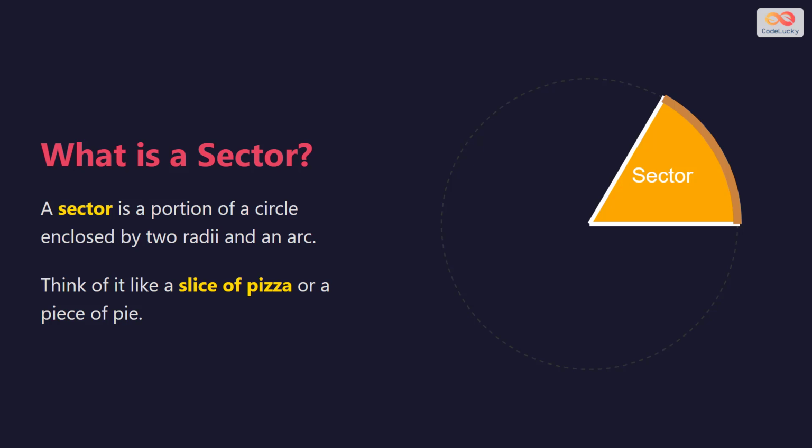First, let's define what we are talking about. A sector is simply a portion of a circle. It is enclosed by two radii, which are lines from the center to the edge, and an arc, which is the curved edge. The easiest way to visualize this is to think of a single slice of a round pizza. That slice is a sector.